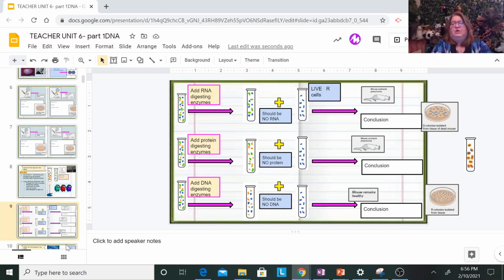Okay, so hopefully you caught the fact that RNA is not the transformation factor. If you remove RNA, transformation still happens. If you remove protein, transformation still happens. We still find S cells. It's only when you remove DNA that transformation does not occur. And so, a very, very elegant experiment to set up a step-by-step logical conclusion.